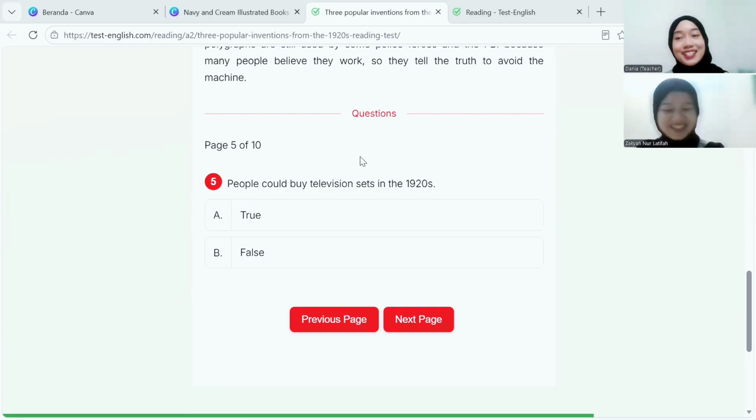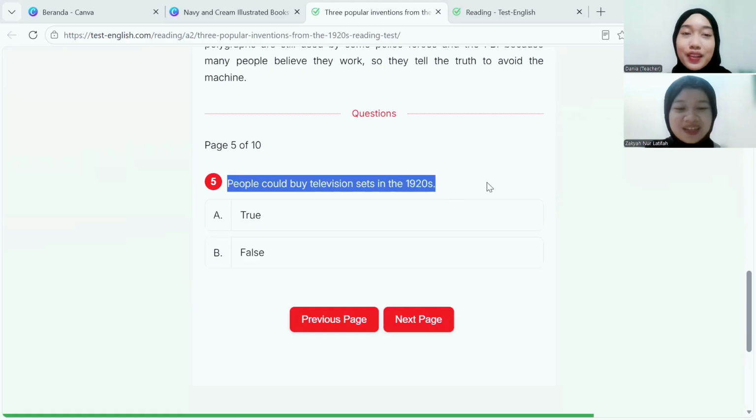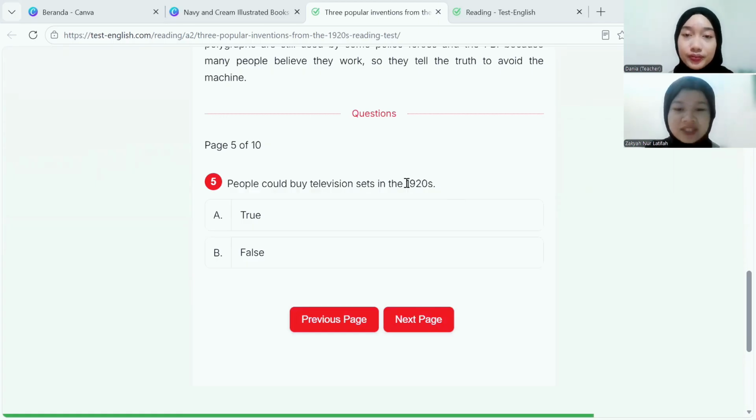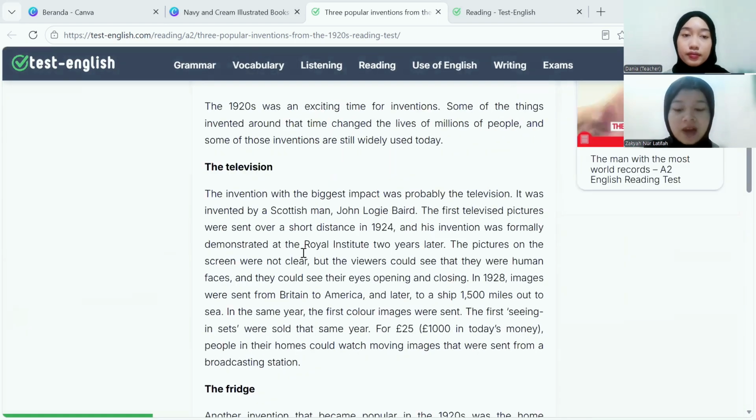Yes, Miss. This is the last question, Zakia. Okay, how about this statement? People could buy television sets in the 1920s. I think the answer is true because also in the second paragraph, at the end of the paragraph, the text says television sets were sold in the same year. It is 1928.